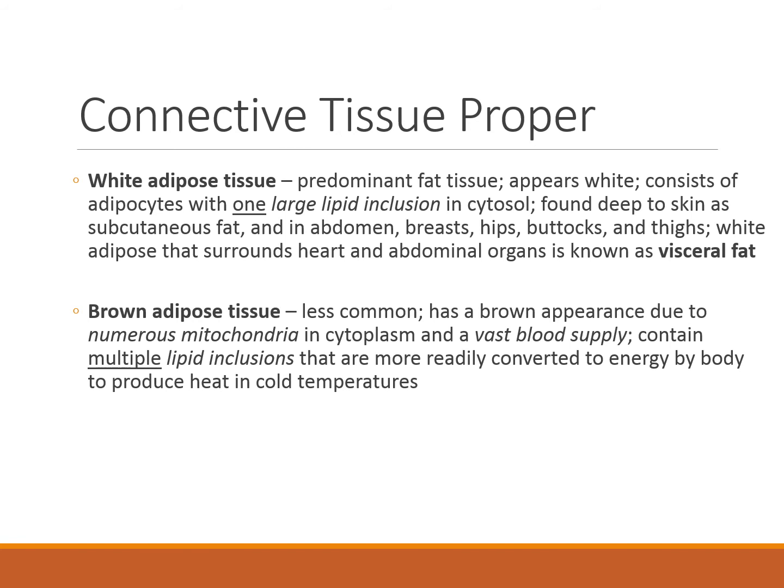White adipose tissue that surrounds the heart and abdominal organs is called visceral fat. Visceral fat is very unhealthy. It can impair organ function and has been linked to increased insulin resistance and increased risk for heart attack and stroke.